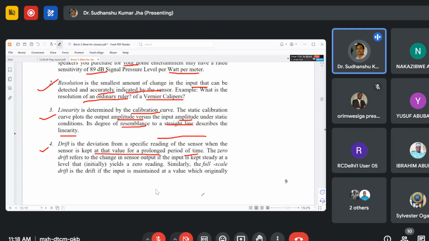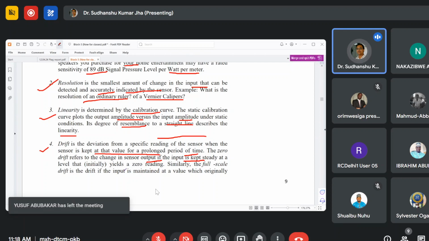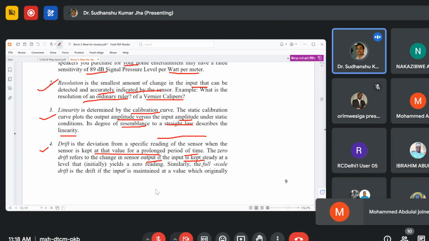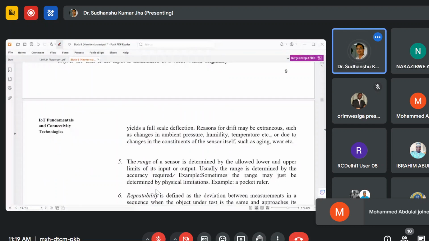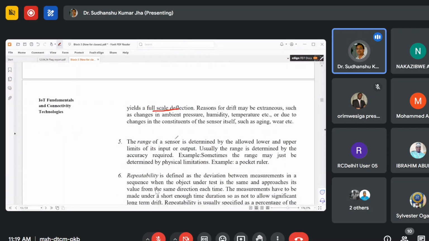So a zero drift refers to the change in the sensor's output if the input is kept steady at a level. So zero drifting will require some kind of drifting in the signals periodically, so that the sensors may not go to the zero reading. Similarly, we have a zero drift, we have a full scale drift. So full scale deflection, etc. We have range of the sensors, we already talked about the range of the sensors. It is determined by the allowed lower and upper limit of input and output.